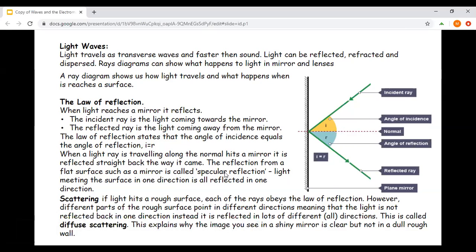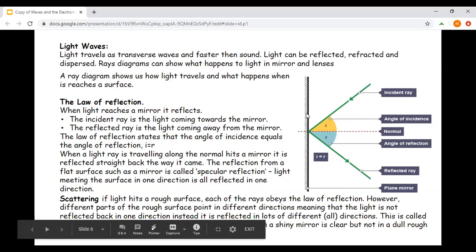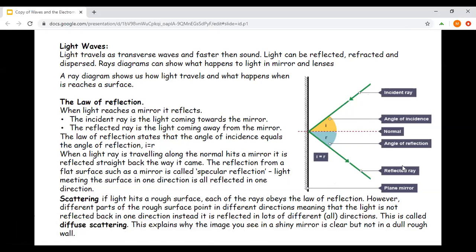Now if light hits a rough surface, each of the light rays obeys this law of reflection, where the angle of incidence equals the angle of reflection. However, because it is a rough or an uneven surface, each of these light rays is shot off in a slightly different direction. So if you imagine that this mirror had bumps all over it, one ray would come in here and go off here. One ray would come in here, it would hit a different angle of the surface and it would come off here.